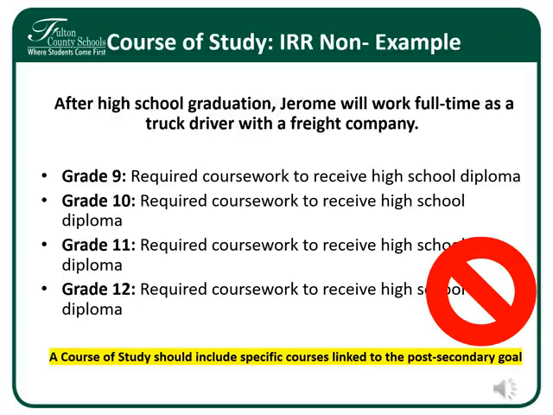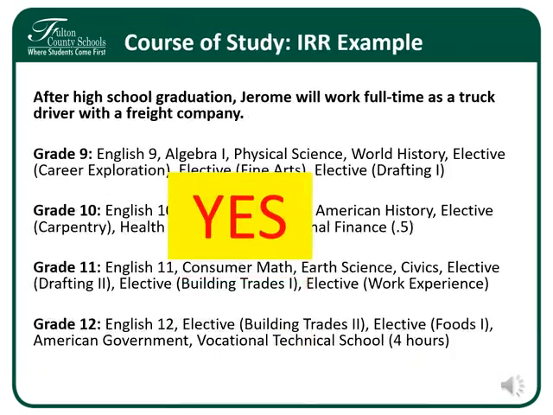We can no longer put high school diploma as the course of study. The course of study must include specific courses linked to the post-secondary goal. A course of study is a multi-year description of coursework to achieve the student's desired post-school goals, from the student's current to anticipated exit year.